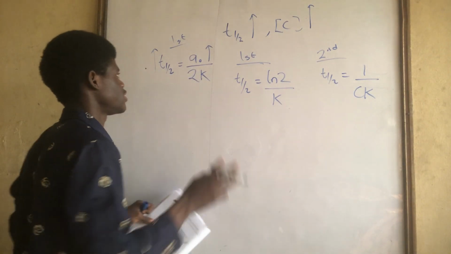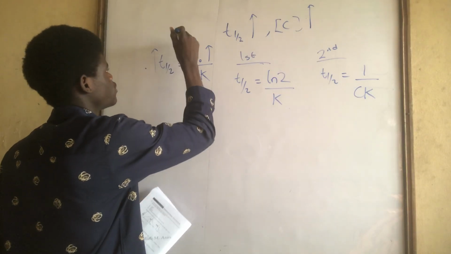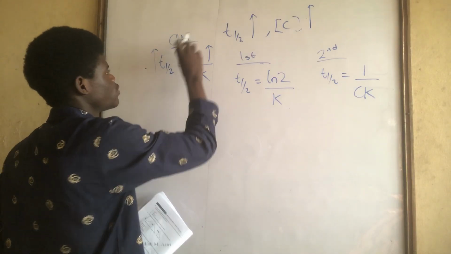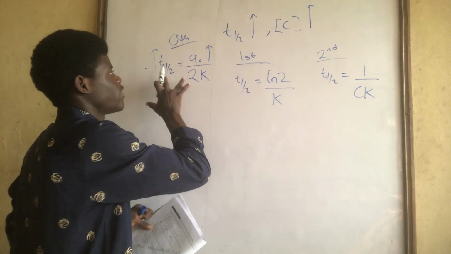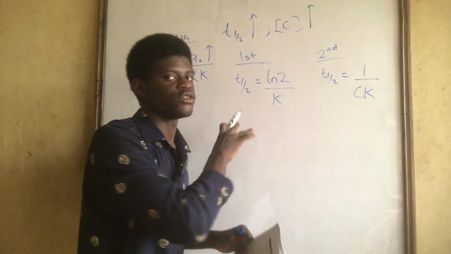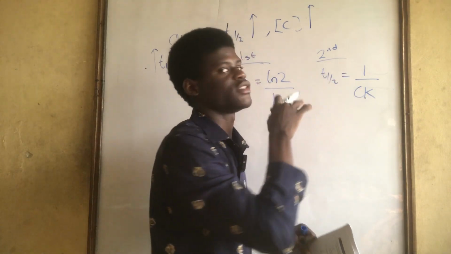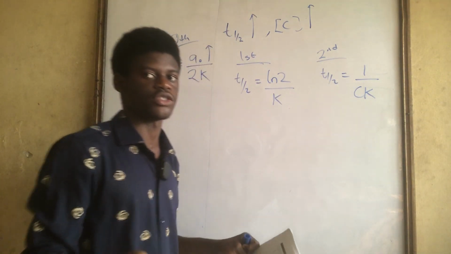What you should take from this is for zeroth order reaction. Sorry, this is not first, this is zeroth. For zeroth order, the half-life is directly proportional to initial concentration. For first order, half-life does not depend on initial concentration. And for second order, half-life is inversely proportional to initial concentration.